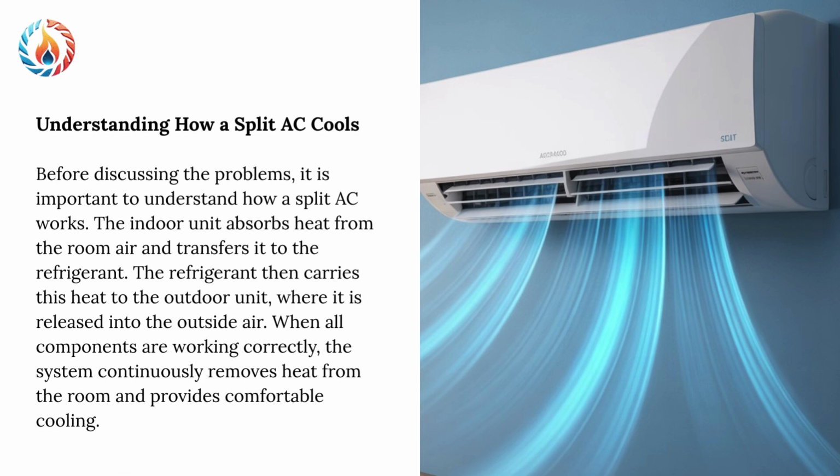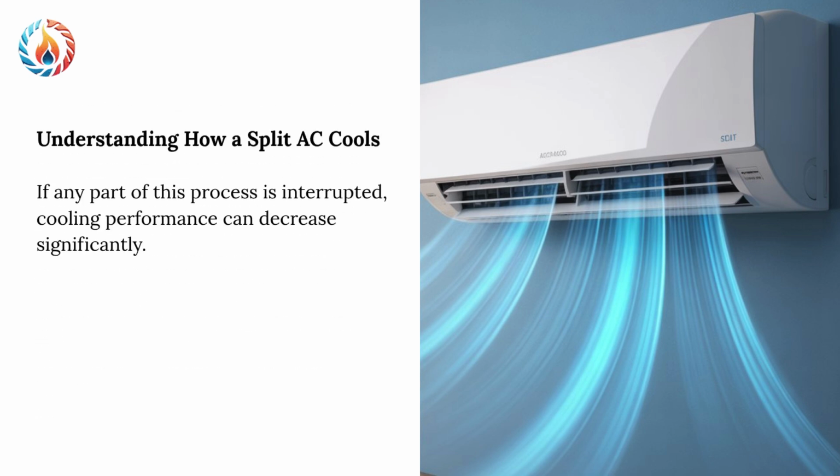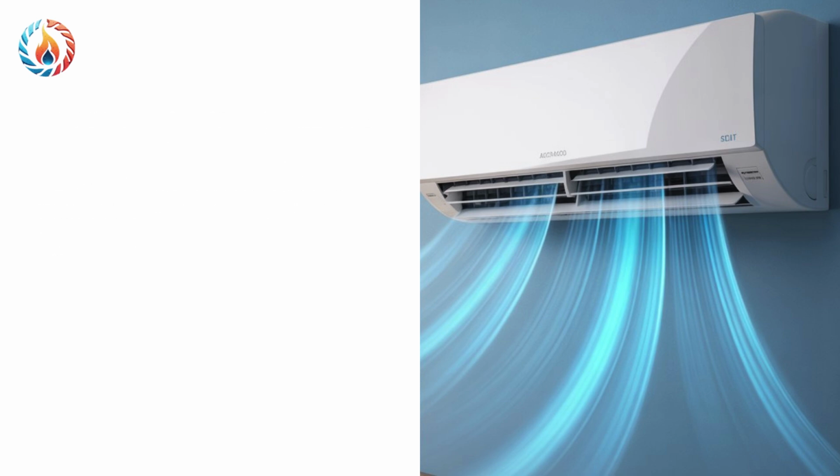Understanding how a split AC cools. Before discussing the problems, it is important to understand how a split AC works. The indoor unit absorbs heat from the room air and transfers it to the refrigerant. The refrigerant then carries this heat to the outdoor unit, where it is released into the outside air. When all components are working correctly, the system continuously removes heat from the room and provides comfortable cooling. If any part of this process is interrupted, cooling performance can decrease significantly.